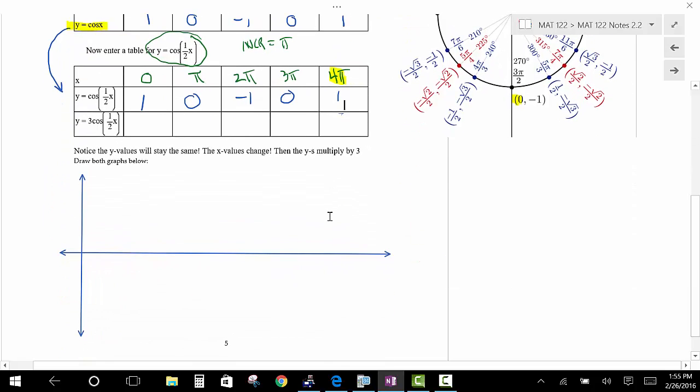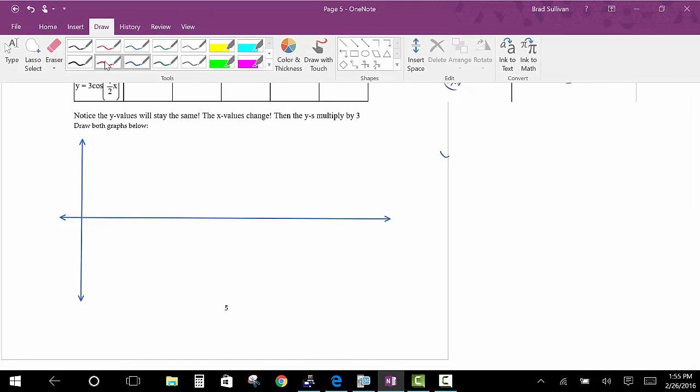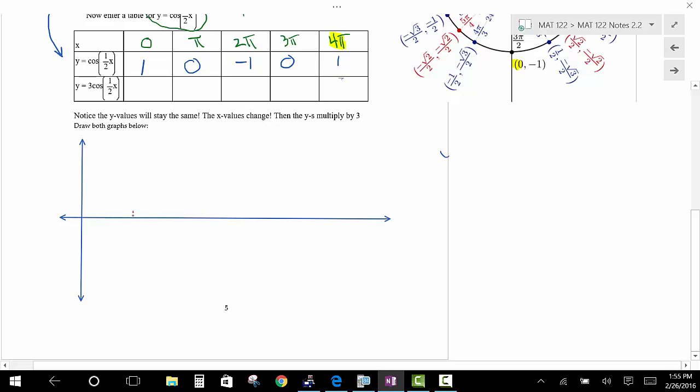Okay? So we're going to go ahead and graph that. I'm going to have you graph this basically in 2 stages. So let's go ahead on here and let's set up our graph, and let's increment our x-axis by pi.